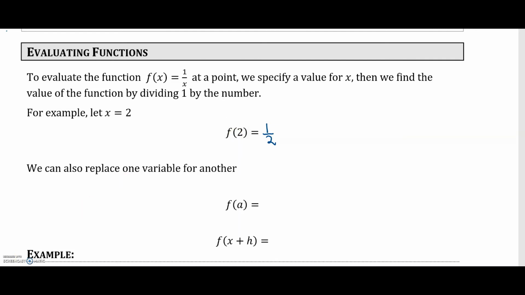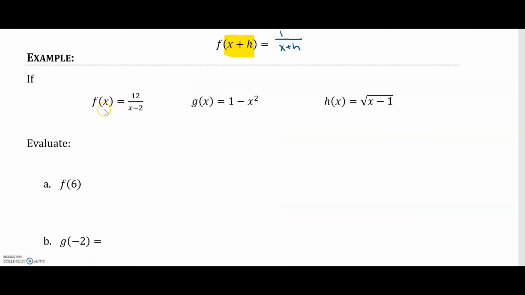or 1/2. We can also evaluate our function at a variable. So instead of using x is equal to some number, we can replace x with another variable, such as a. So f at a is equal to 1 over a. Similarly, f of x plus h can be written as 1 over x plus h. So anywhere that we had an x in our original function is replaced with whatever is in the brackets using our function notation. In this example, we're going to look at 3 different functions and evaluating them at different values.